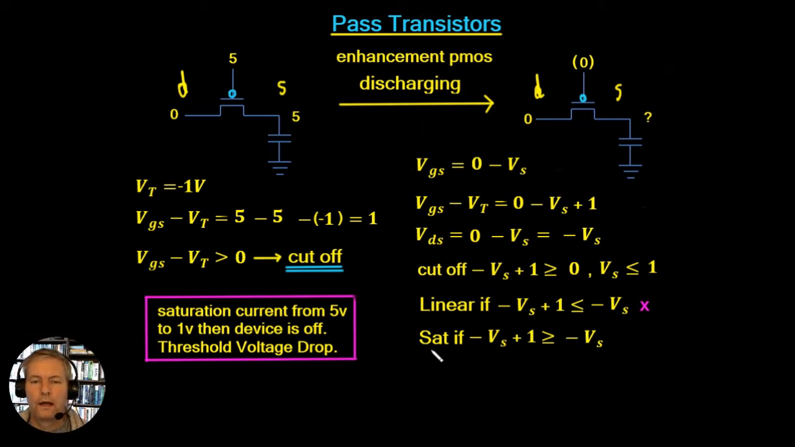So in summary then, what happens is that this device is going to discharge, and it's going to discharge in the saturation region from 5 volts all the way down to 1 volt. But as soon as it hits 1 volt, the device is actually going to switch off. So we're going to get a threshold voltage drop again across this device. So it's not going to fully discharge. We're still going to be left with 1 volt here on this terminal. So again, let's have a look at it in the simulation tool, and it will become easier to understand.